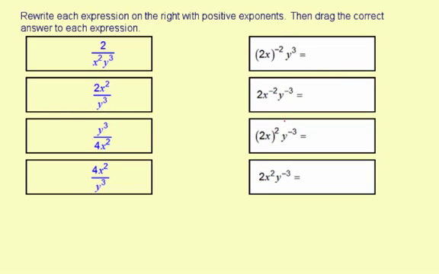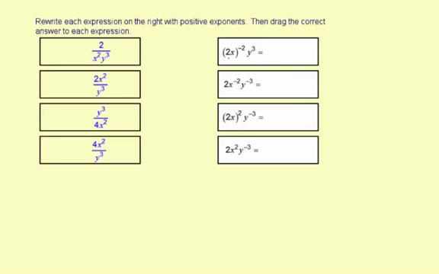Rewrite each expression on the right with positive exponents, then drag the correct answer to each expression. So this first one, 2x to the negative 2, and then times y to the third. This negative 2 means the 2x and along with the second power are going to have to be a reciprocal situation, so they go in the denominator. Let me write the work down here for that one.